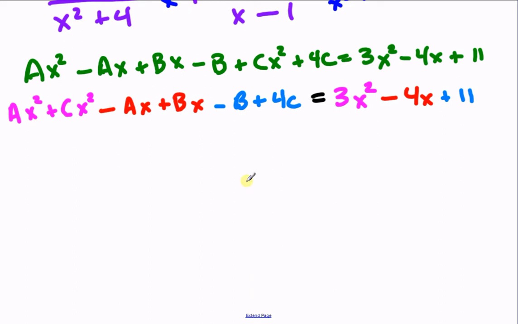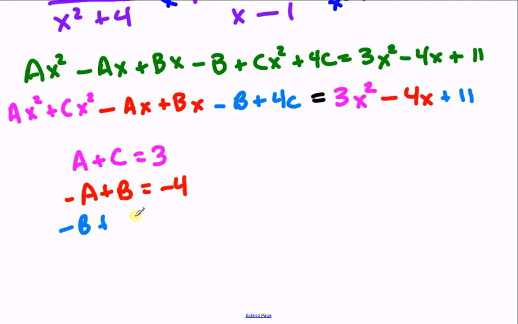So I know that for my system here, a plus c will have to turn into 3. I know from the x values that these two combined are supposed to be negative 4. So negative a plus b is supposed to equal negative 4. And I know from my light blues here that this should add up to be 11. So negative b plus 4c is supposed to be 11. Okay, and now we just solve.